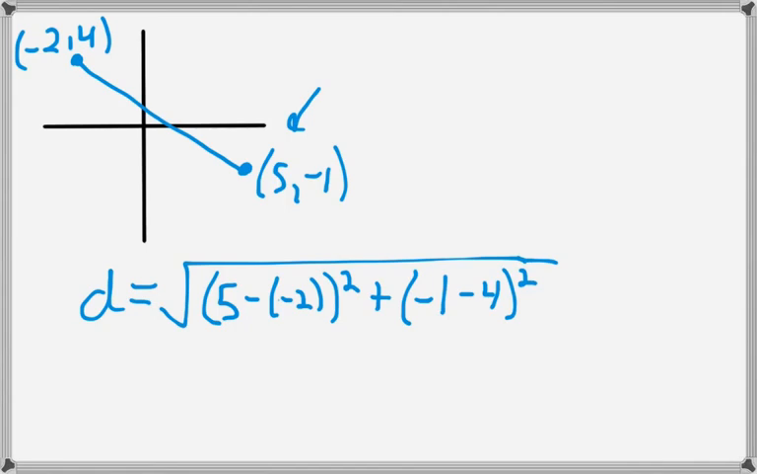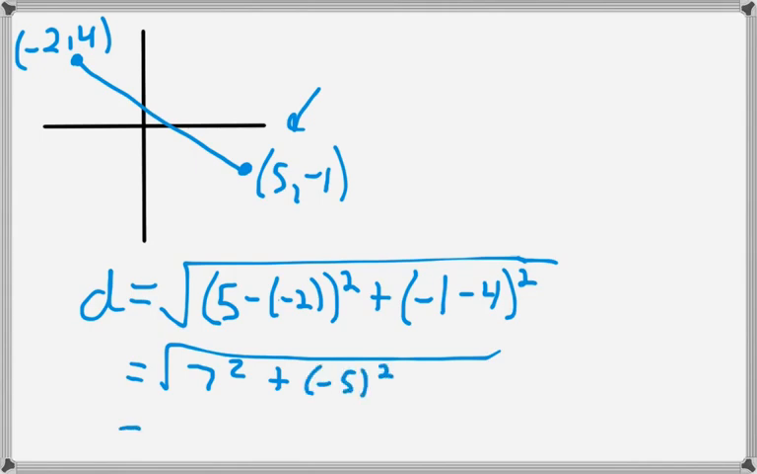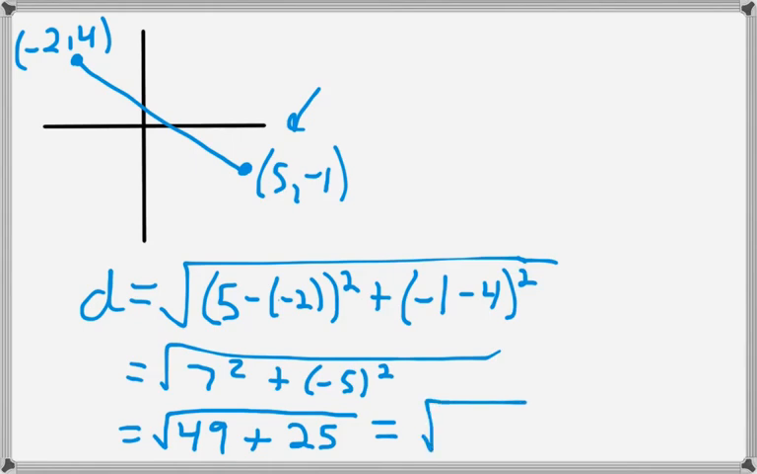It doesn't matter which point you call point 1 and which point you call point 2. We could have done -2 minus 5 instead of 5 minus -2, and we could have done 4 minus -1 in the second set of parentheses as well. So we really have 5 plus 2 there, so that's 7. So 7 squared plus -5 squared. 7 squared is 49. -5 times -5 is positive 25. And so we end up with the square root of 74.